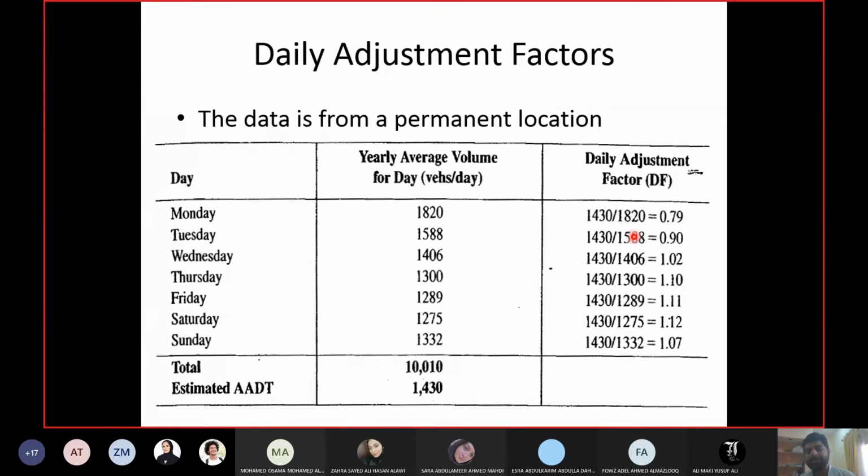So when the adjustment factor will be less than 1, it is because the traffic of that day is more than the average, right? See, for Monday and Tuesday, average of Monday is more than the overall average AADT. So the factor is less than 1. Same thing for Tuesday, but the average for Wednesday is less than the overall average. So the adjustment factor is more than 1, right? If you put a lower number in the denominator, you will get more than 1, right?